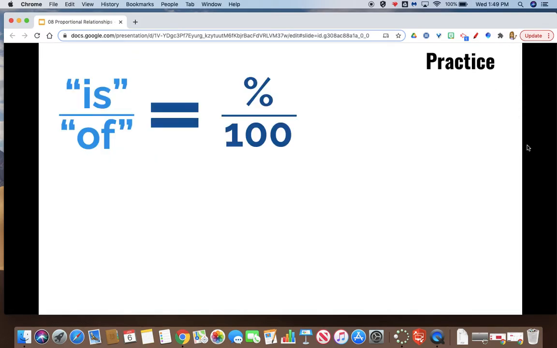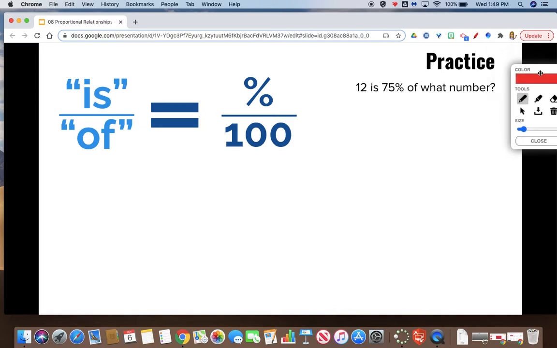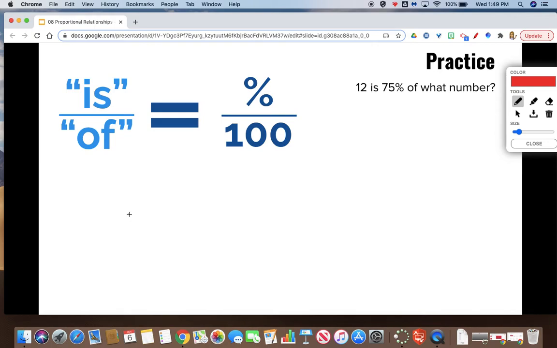Let's go on and look at some other examples. Again, if you do not have this written in your notebook, this is probably the most important part of this skill, so please write down is over of equals percent over 100. That's the setup we need to use in order to solve these percent problems. 12 is 75% of what number? So we're going to set up our two rates equal to one another, and we always know that a 100 goes below the second rate as the denominator.